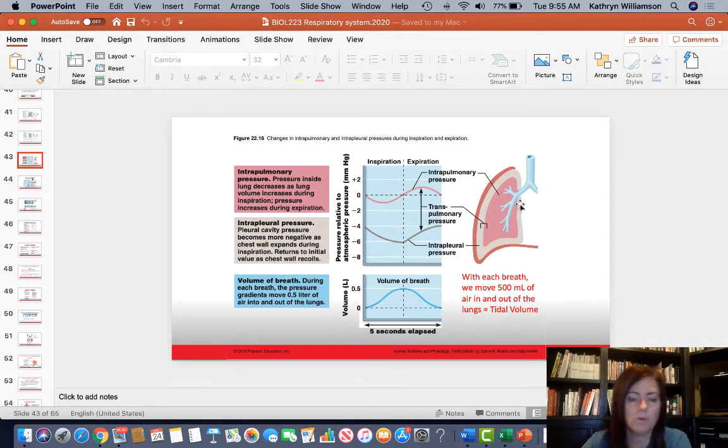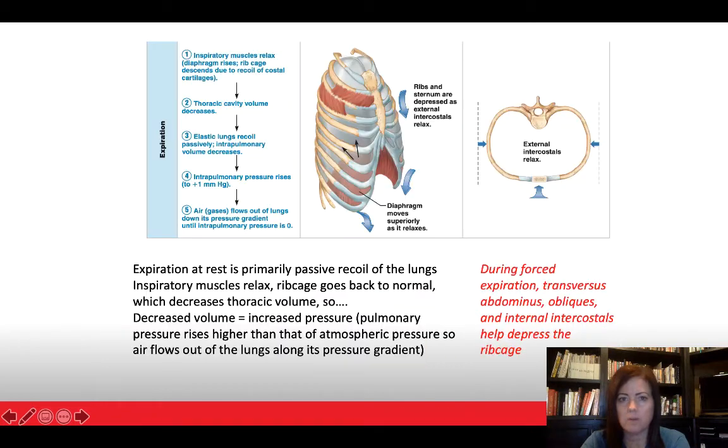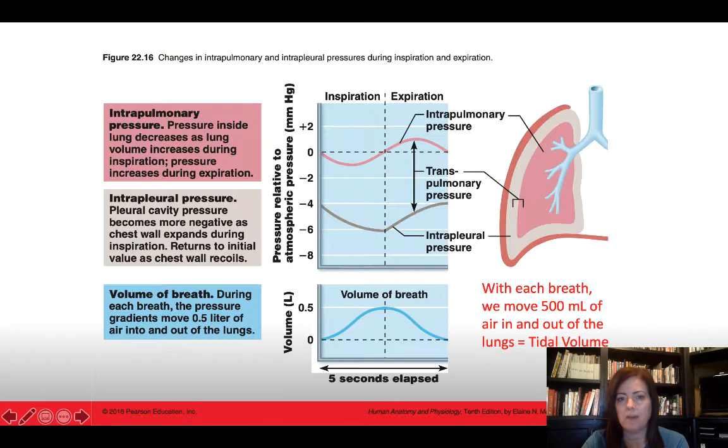Okay, so here we are. We're going to finish up the respiratory system. If you look at where we left off with the last one, we talked about the changes that happen with inspiration and expiration in terms of thoracic volume and pressure changes, keeping in mind that the relationship between volume and pressure is an inverse relationship.